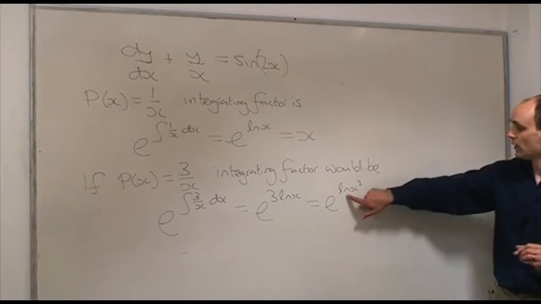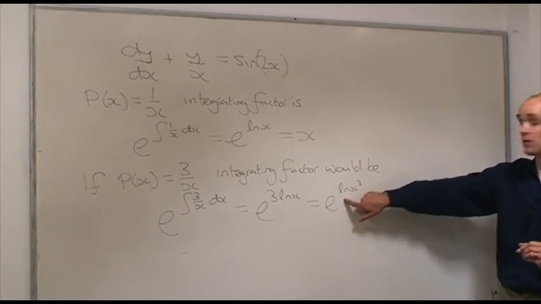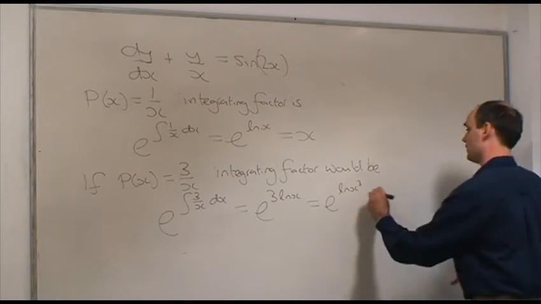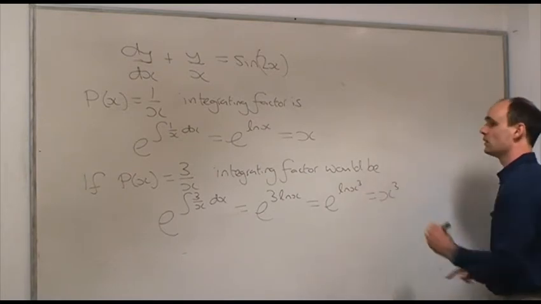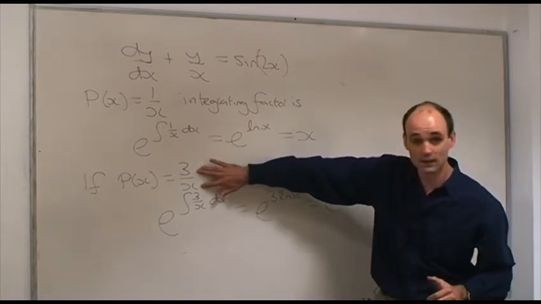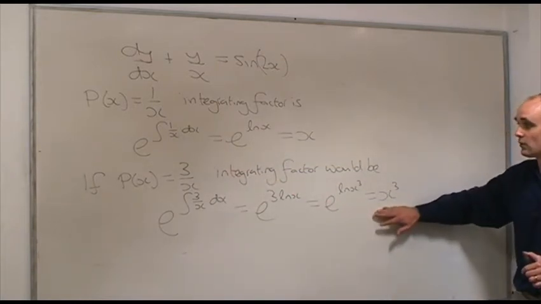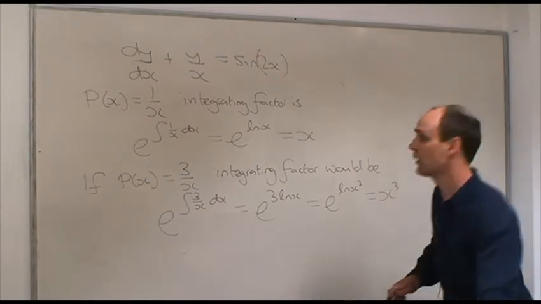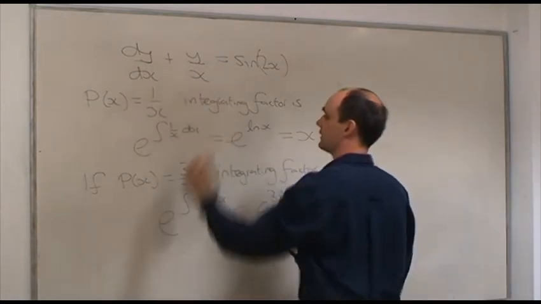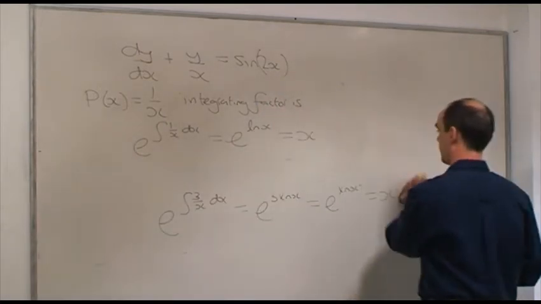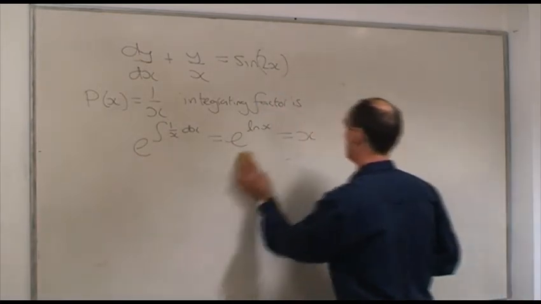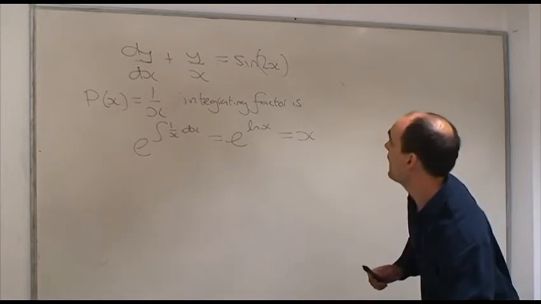And e to the power of the logarithm of x cubed is just x cubed. So if you see a p of x like that, then that's the sort of manipulation you have to do in order to try and find your integrating factor. Anyway, let's return to the problem we were going to do, which is this differential equation. So let's get rid of that. We've decided our integrating factor is x.